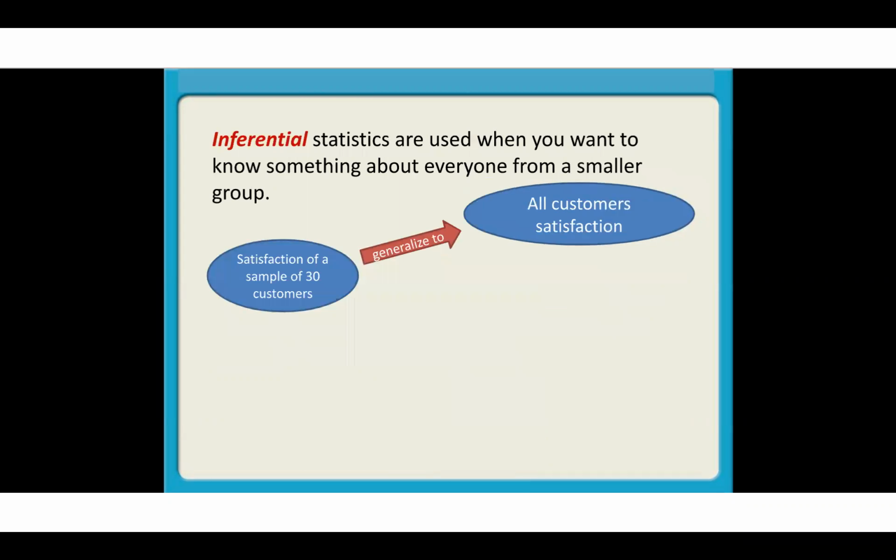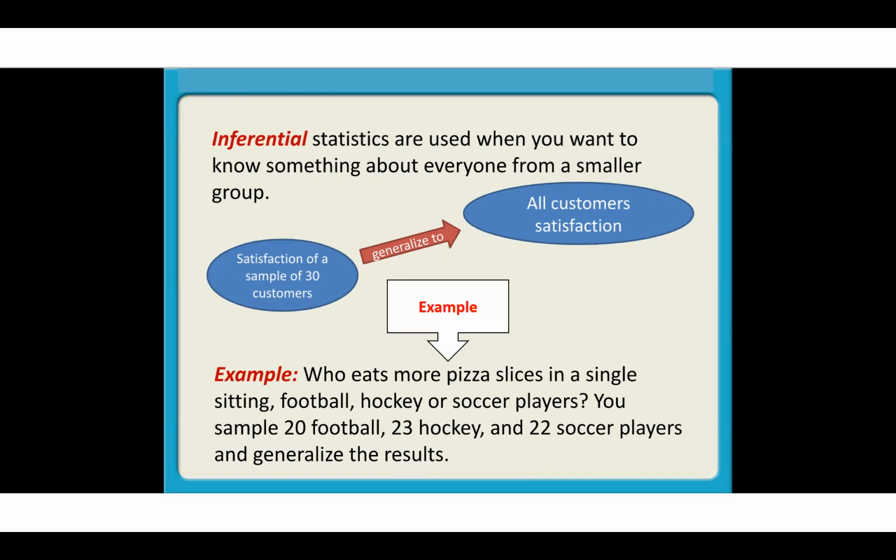They do the same for the next option with a definition that reads, inferential statistics are used when you want to know something about everyone from a smaller group. Here is an example. Who eats more pizza slices in a single sitting? Football, hockey, or soccer players? You sample 20 football, 23 hockey, and 22 soccer players, and generalize the results.